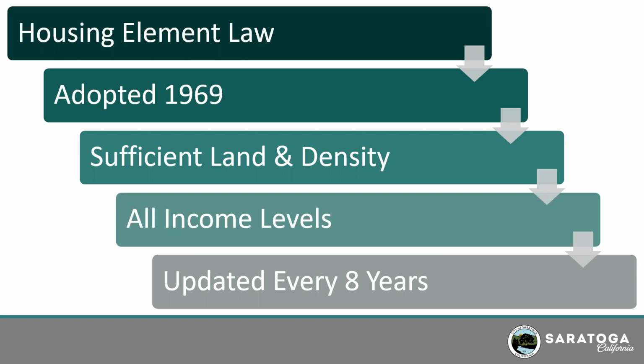The housing element law requires each city and county to plan for future housing needs for people at all income levels through a housing element in their general plan. The housing element is a blueprint for future housing development and must be updated every 8 years. Additionally, the housing element is subject to review and approval by the California Department of Housing and Community Development, or HCD.